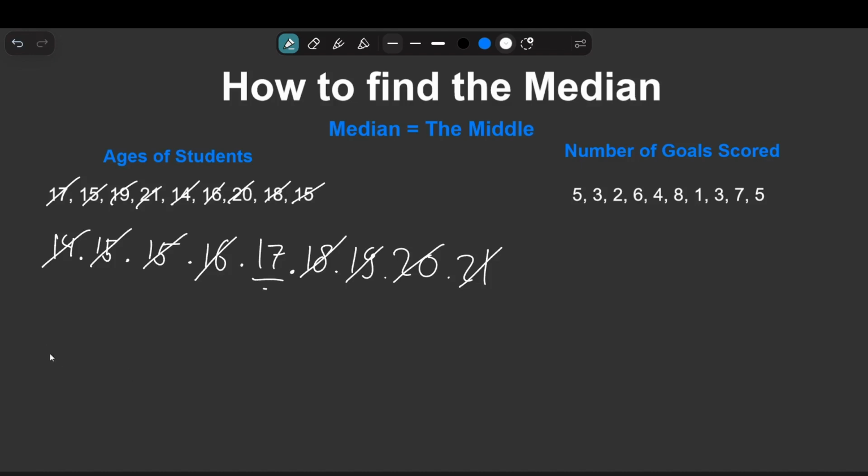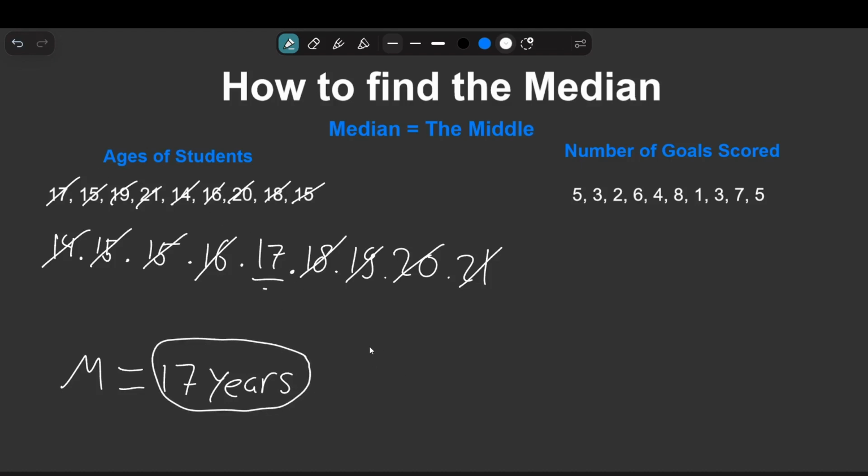So our median, let's write it like this, median equals 17 years, because we are talking about the ages of students. Don't forget to write years, because sometimes you can get the wrong final answer, if you don't specifically write years after the final answer. So let's go over to our second example.